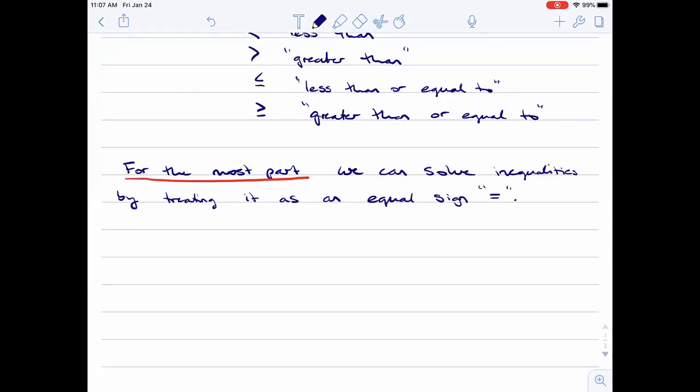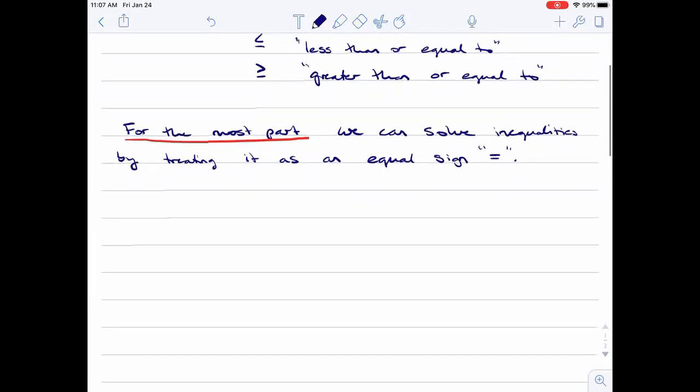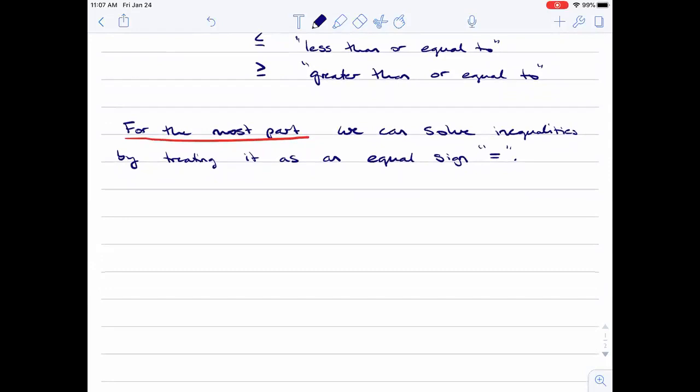Right. So you can move things around. Let's think about a true statement, something that we know is true. 2 is less than 4. If I add 1 to both sides, that statement is still true, right?